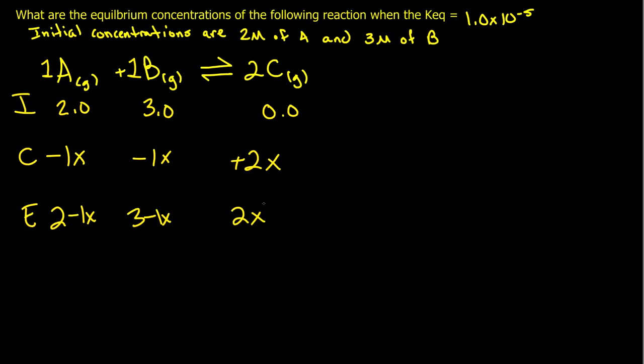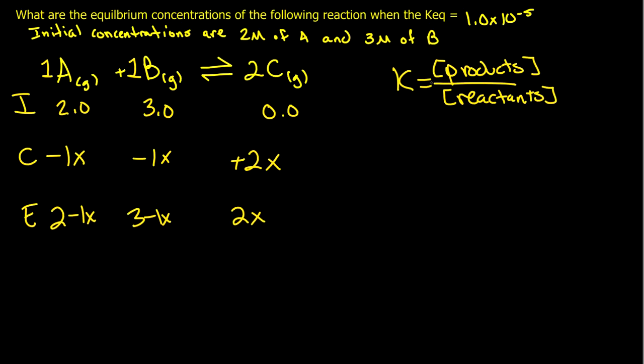Alright, there's our ICE table. Our ICE table gives us the equations to plug into our formula. So let's write our formula. K is products over reactants. Concentration of products over reactants.